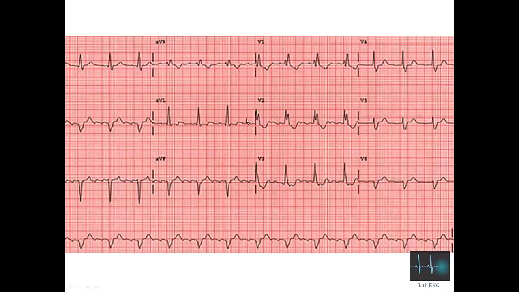So let's see. If we look at the QRSs, they are not that big. The QRSs are big here. And we're supposed to look in V1 and V2, and we see these characteristic M's, these bunny ears, which indicates that this might be a bundle branch block.